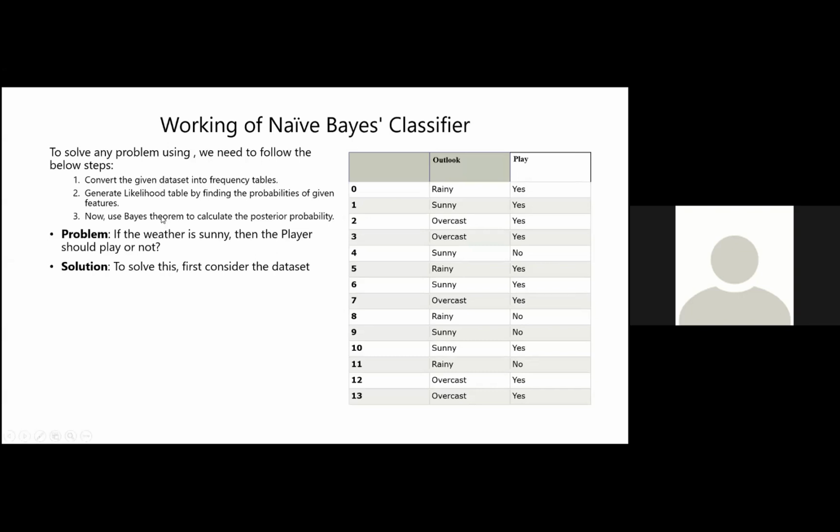Taking this data set into consideration, our simple problem is to identify whether there is a chance to play if the weather is sunny. This data set has two columns, outlook and play. These are the instances from the data set, which say that if it's rainy, we have to play, if it's sunny, we have to play, and so on.